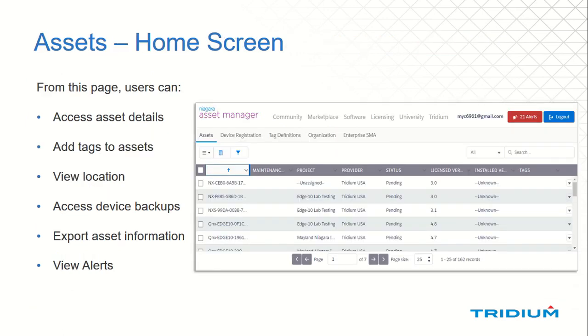When you go into the Asset Manager, you'll be brought into the home screen, which is the Asset List view. This provides you with a list of all of the assets that you have registered, along with various information. For instance, your maintenance end dates, the project that you have assigned it to, who the service provider is, status, the license version, and a lot more information. In addition, you can also view alerts from this home screen.